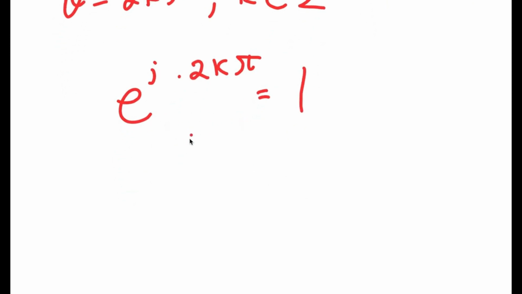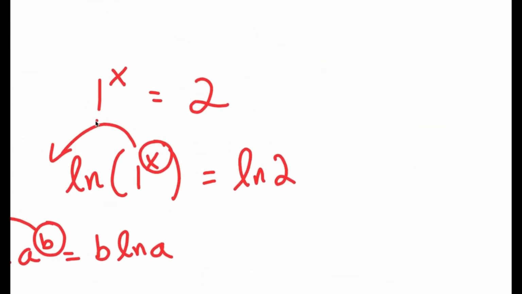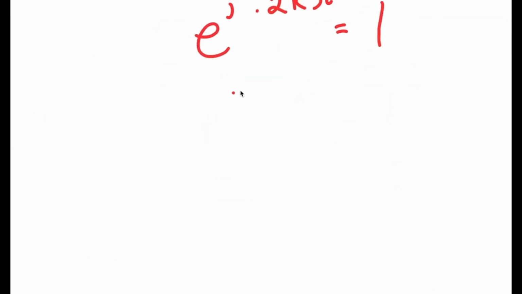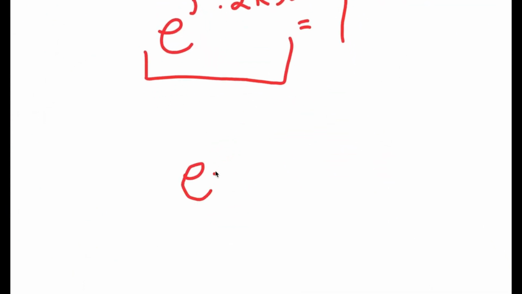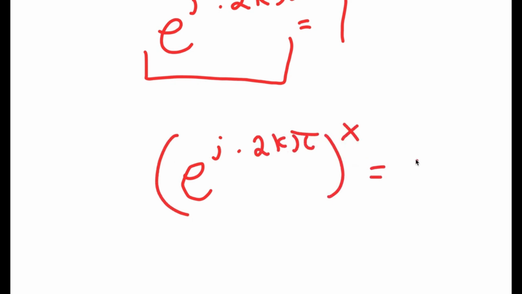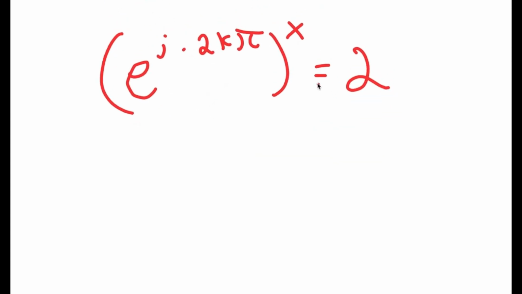Because this is equal to 1, we can remember our first equation, which we started with, 1 to the power of x equals 2. We can substitute in this for 1, meaning I get e to the power of i times 2k pi, to the power of x, is equal to 2. So just think of this as 1. So I have basically 1 to the power of x equals 2.